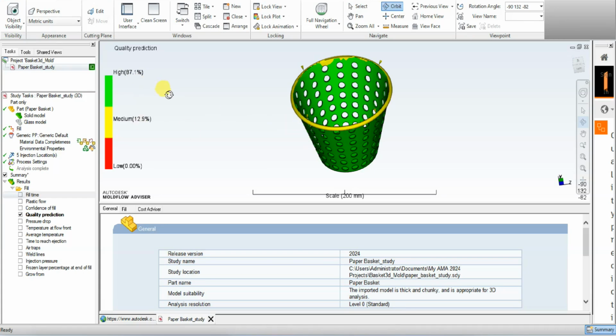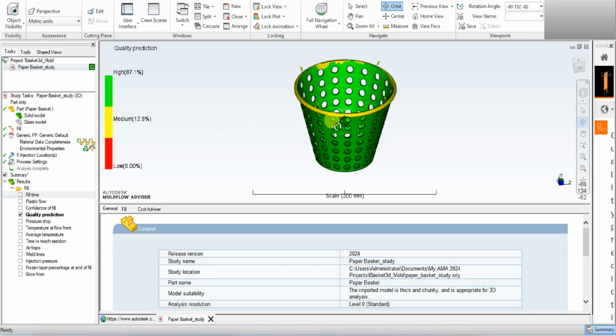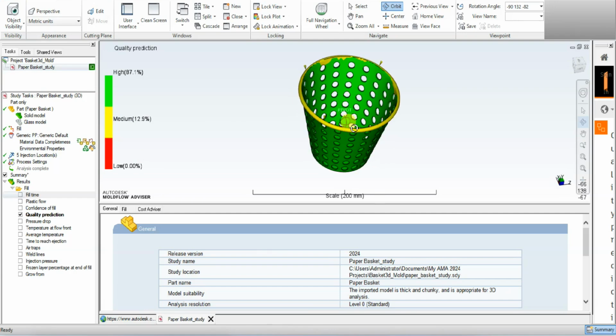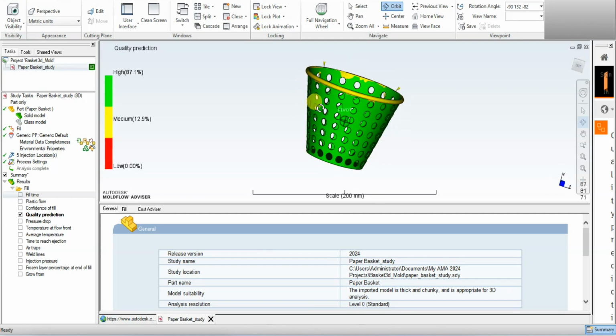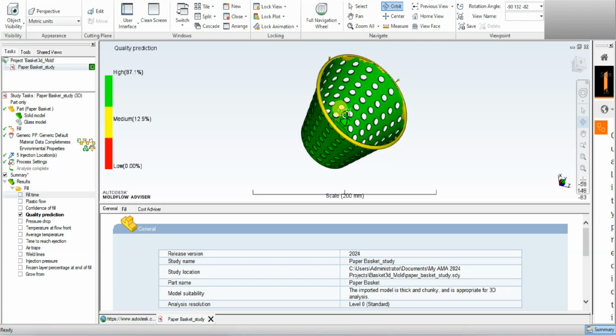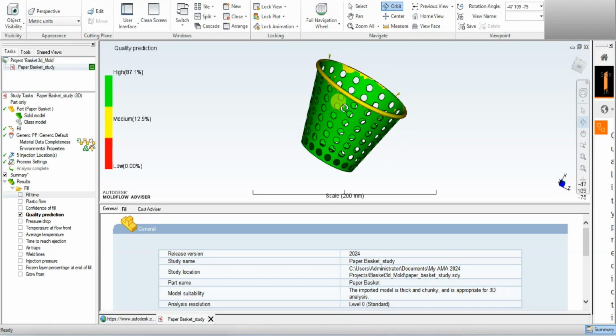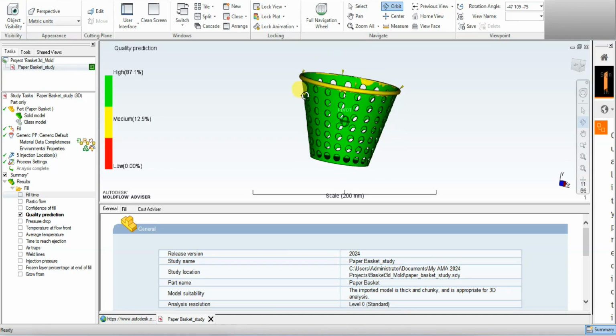All right, now the next important thing is the yellow. If they are yellow, like you can see in the top part, especially where the injection locations are, you can see that there are some yellow parts. So the yellowness indicates that there are quality issues associated with that particular area.